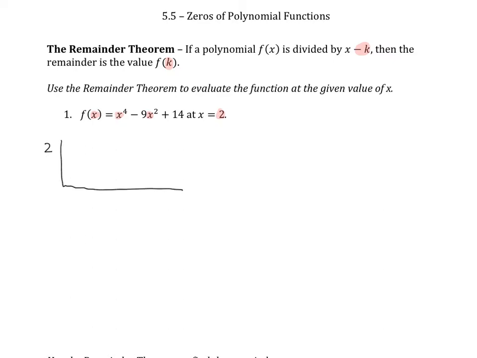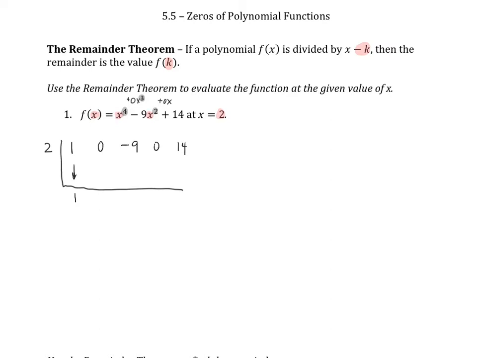Don't forget to check to see if you have any missing terms. So we have x to the 4th. We're missing an x cubed. So we have 0x cubed. Okay. Then we have x squared. We're missing x. So plus 0x. And then we have no x. All right, so we have 1, 0, negative 9, 0, 14.